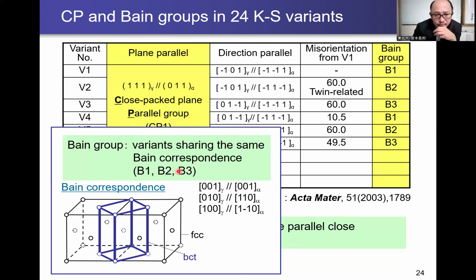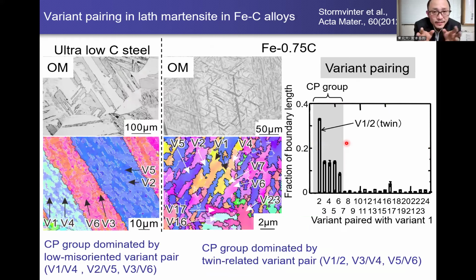Among the same Bain variant, for example, variant 1 and variant 4, misorientation is small. On the other hand, misorientation between the inter-Bain variants is larger. So Bain variant is related to the high angle or low angle boundaries. So then the variant structure of martensite is analyzed in this study.